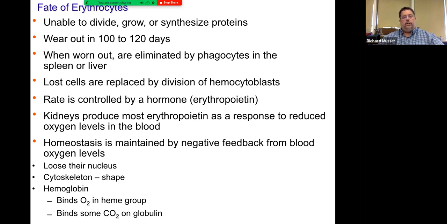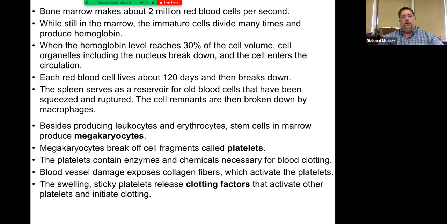Hemoglobin binds to the oxygen in the heme group, as I mentioned. And then some of the globulins will bind with carbon dioxide, which is a protein also. Bone marrow makes about 2 million red blood cells per second. So that's incredible. I wonder what I was doing when I was taking that erythropoietin. It must have been dramatically higher. While still in the marrow, the immature cells divide many times and produce hemoglobin. When the hemoglobin levels reach 30% of the cell volume, the cell organelles, including the nucleus, break down and the cell enters the circulation. Each red blood cell lives about 120 days and then breaks down.